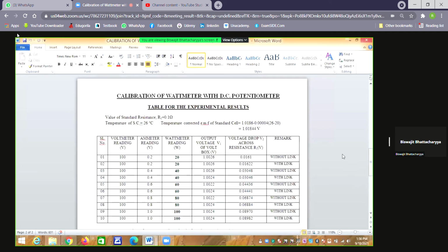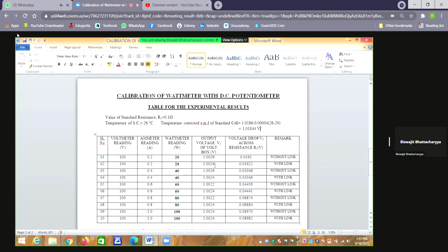So initially, some typical values are given. Voltmeter reading is for all the runs 100 volt, and first we vary the rheostat RH1 and the ammeter reading will be, say, 0.2. There is a mistake, I think. The ammeter reading unit should not be V, it should be A. So these are also, ultimately, 0.2 into 100, 20 watt is the wattmeter reading. We are setting this ammeter reading, so we are bringing it.